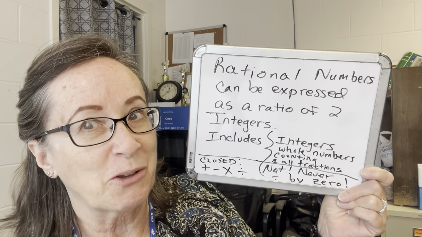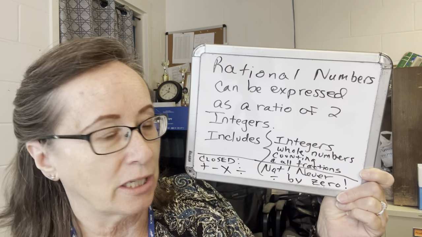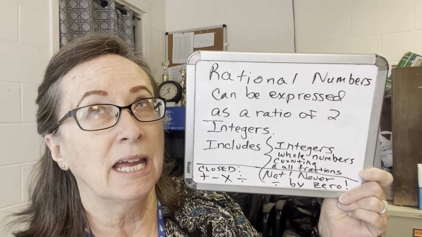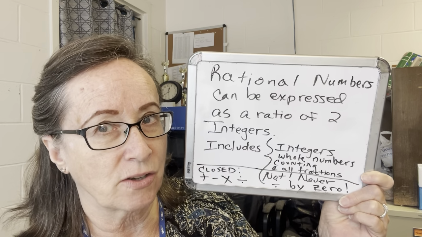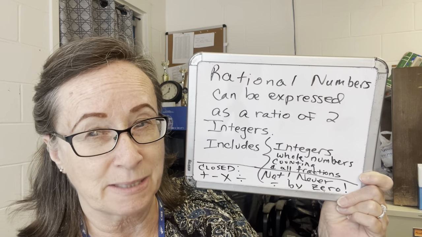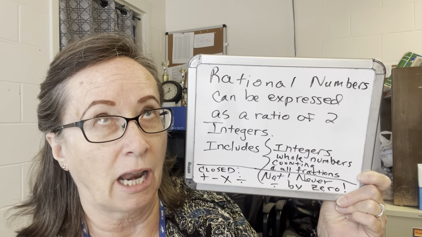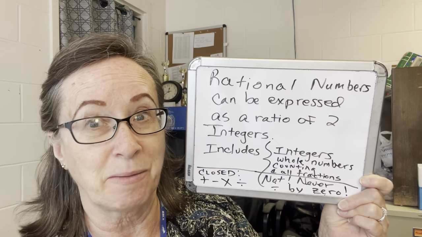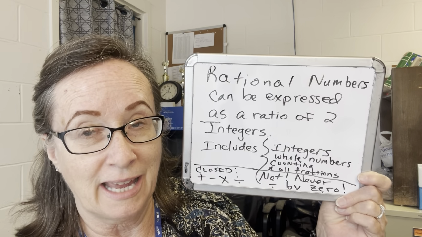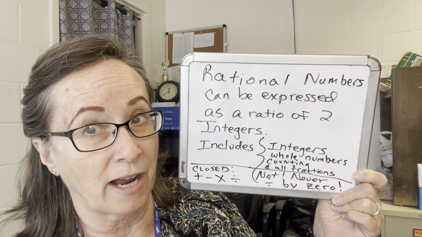So all integers, whole numbers, and counting numbers are rational numbers. But in addition, all fractions are also rational numbers, or any numbers that could be written as fractions. So if I had something that was not a fraction but a decimal, like 1.5, that could be written as a fraction, like 3/2. 3/2 is the same thing as 1.5. Then 1.5 is also a rational number because it could be written as 3/2, which is a fraction.